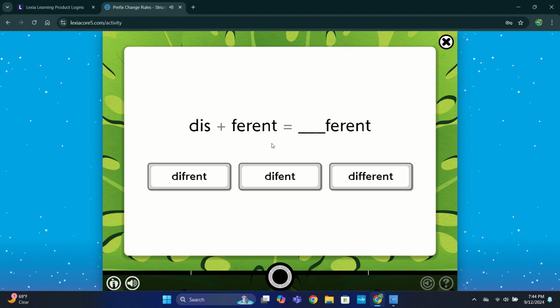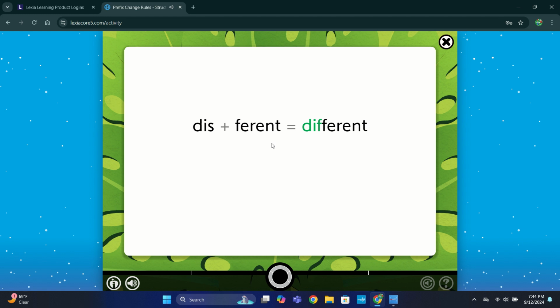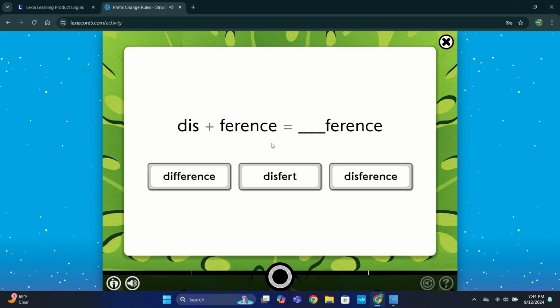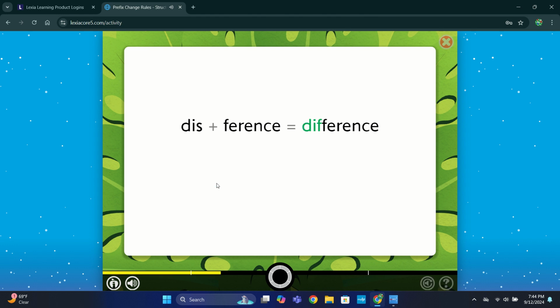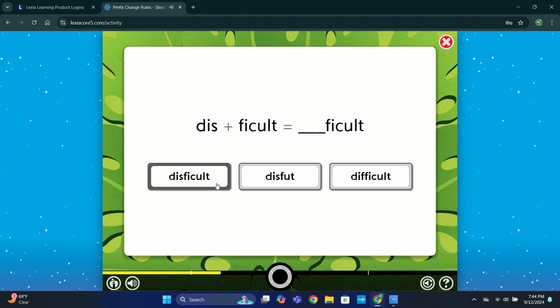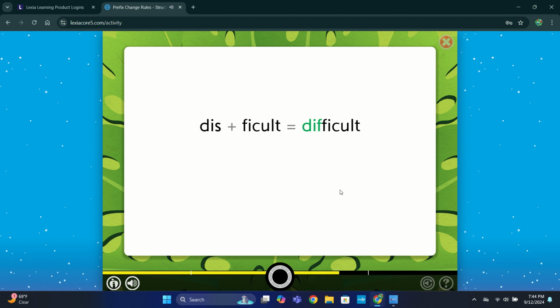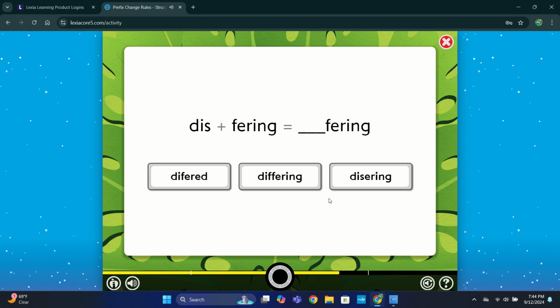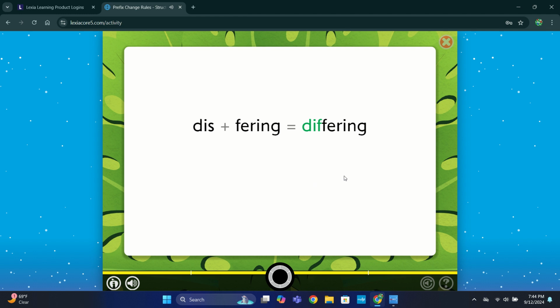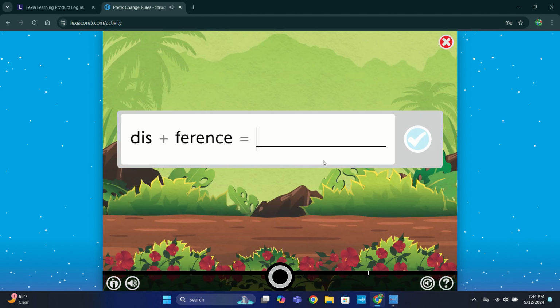This prefix and root can be combined to make the word different. Notice how the prefix has changed to make it easier to say. Choose the correct spelling of the word you hear. Difference. Difficult. Differing. Difference. Different.